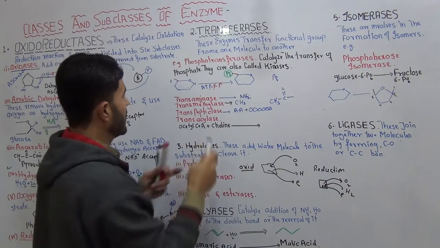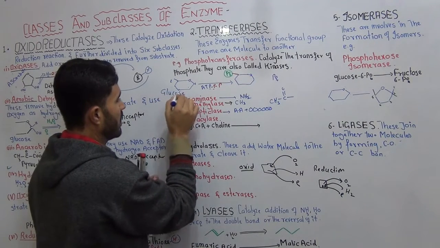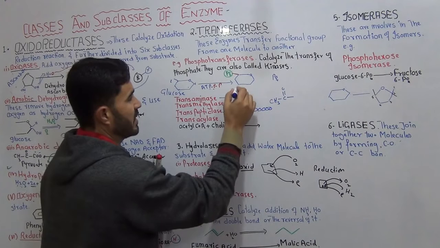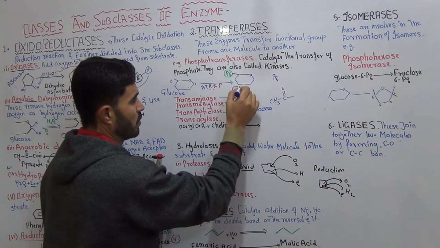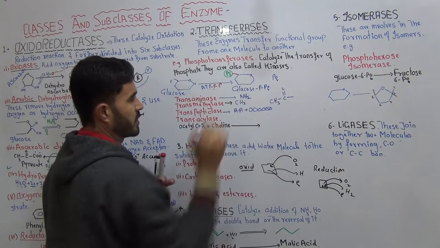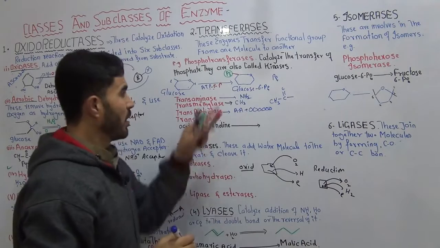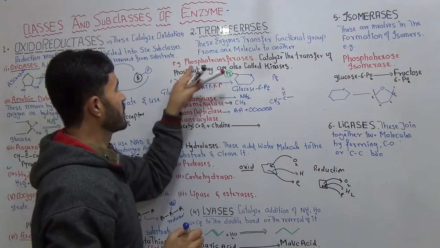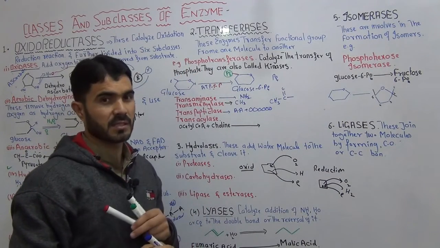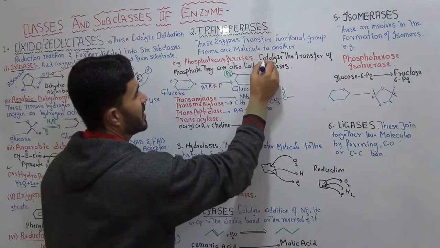So now it is just glucose. You can call it D-glucose, but it is glucose 6-phosphate. Glucose 6-phosphate. Now, who did this? This is called phosphotransferases, and such enzymes are also called kinases.